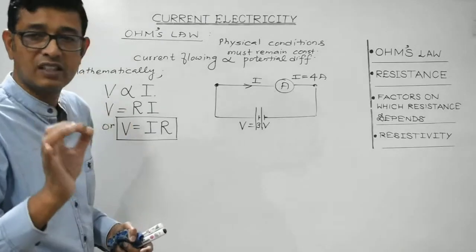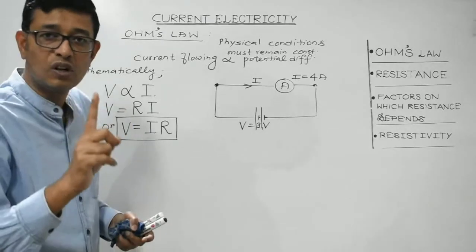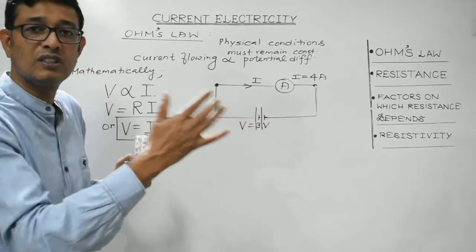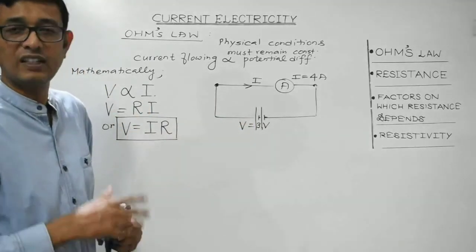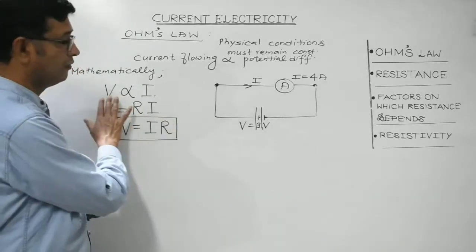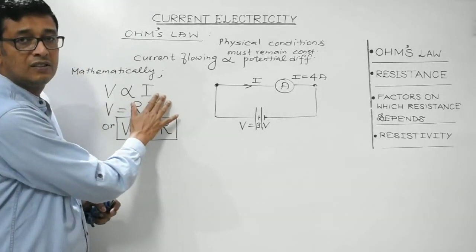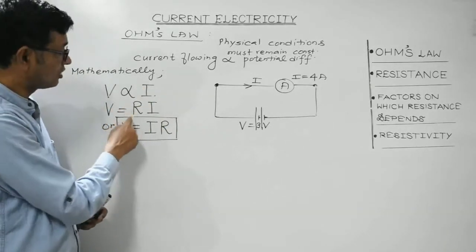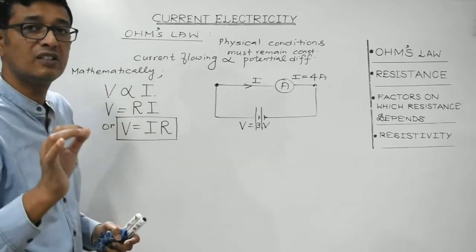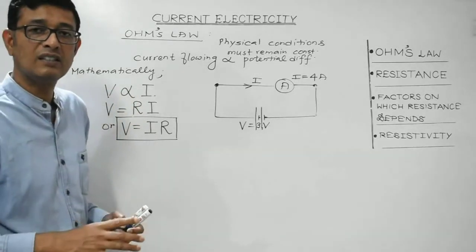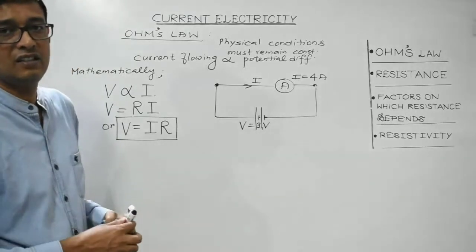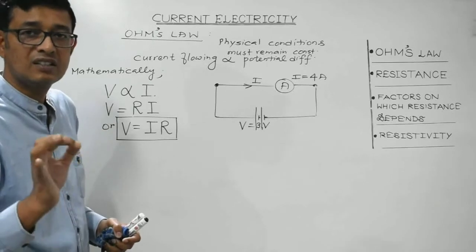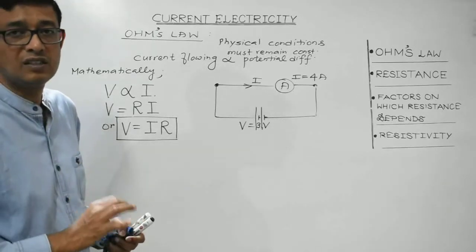So under similar physical conditions, the current flowing through a conductor is directly proportional to the potential difference applied across the ends of the conductor. So that's the statement of Ohm's law. Mathematically, V is proportional to I. In order to eliminate this proportion sign, we need to introduce a constant, represented by capital letter R. It's the constant of proportionality, known as the resistance of the conductor. So V equals IR. This is the mathematical statement of Ohm's law.